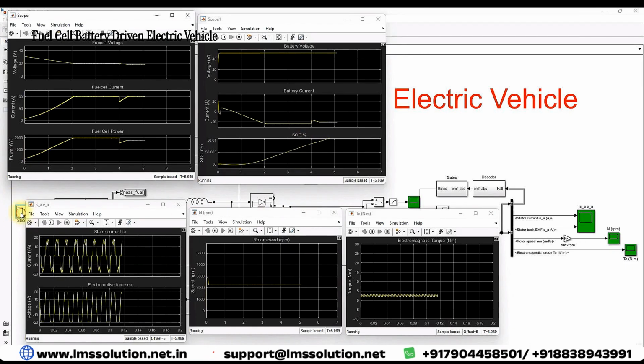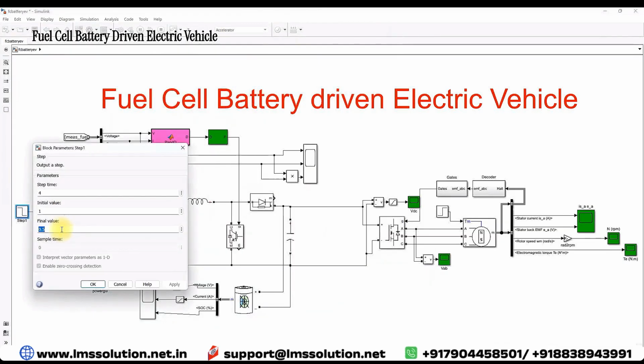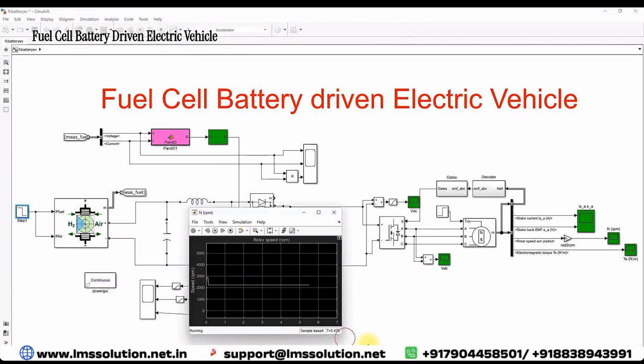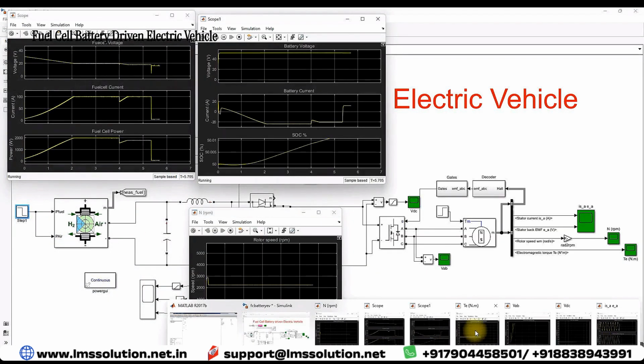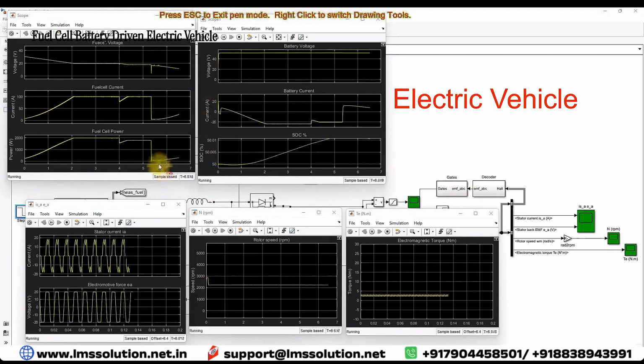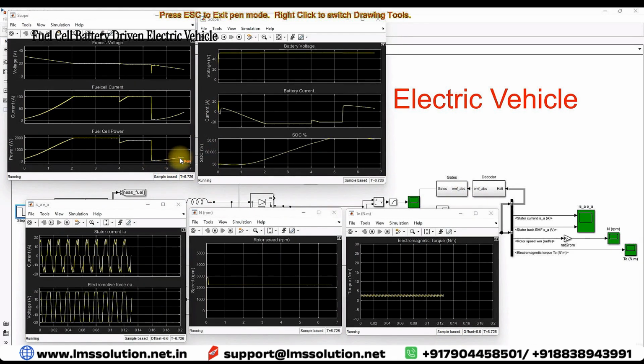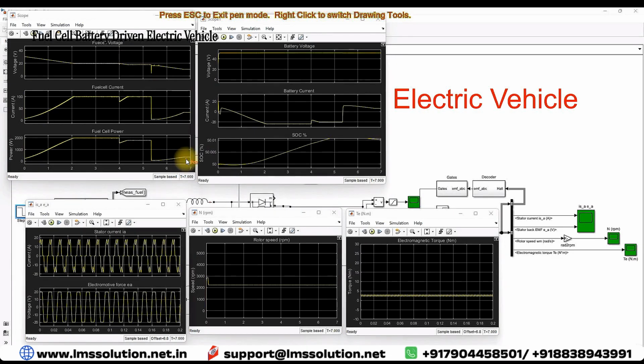Now I am going to make the pressure of the fuel cell equal to 0, and then you have to check the result. Now you can see the difference. Here you can see that because the pressure has come to around 0, this power is not enough to drive the vehicle.